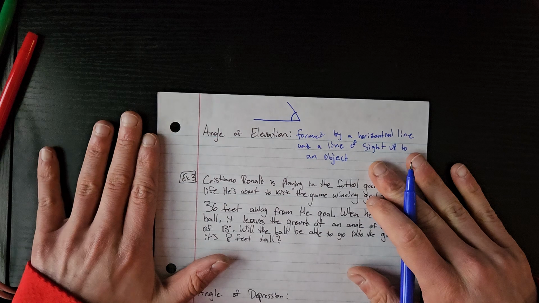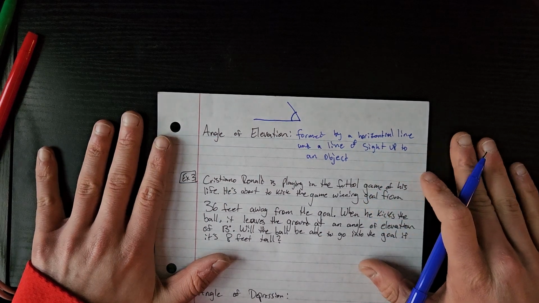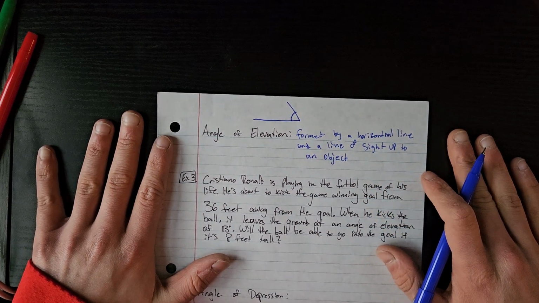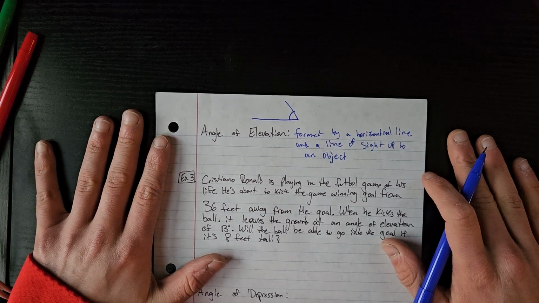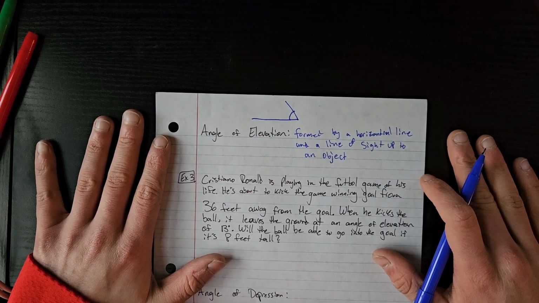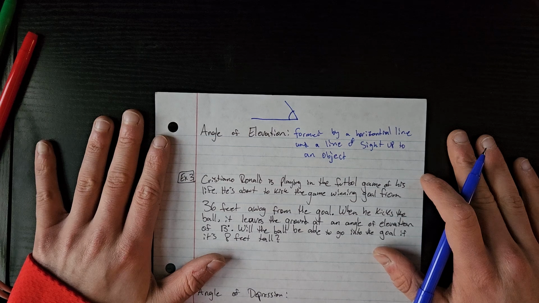Let's put this into practice with example 3. We have Cristiano Ronaldo playing football in the game of his life. He's about to kick the game-winning goal from 36 feet away from the goal. When he kicks the ball, it leaves the ground at an angle of elevation of 13 degrees. Will the ball be able to go into the goal if it's 8 feet tall?